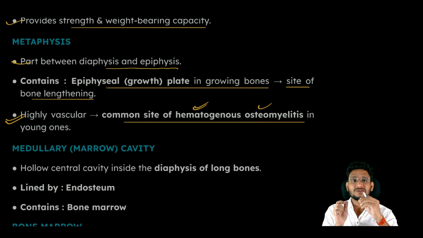This region is highly vascular, rich in blood supply. That's why this region is more prone to hematogenous osteomyelitis. Clear? This is important. Which region of bone is more prone to hematogenous osteomyelitis? The answer is metaphysis.